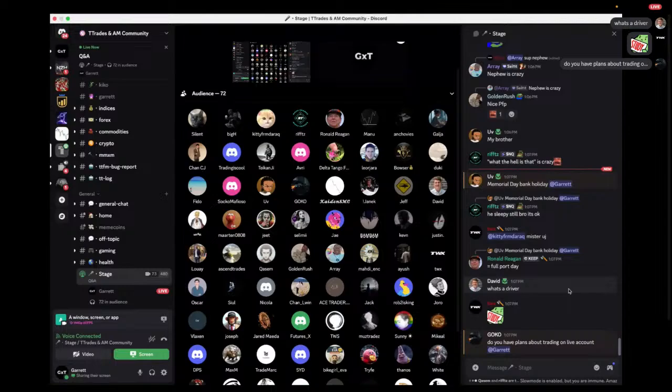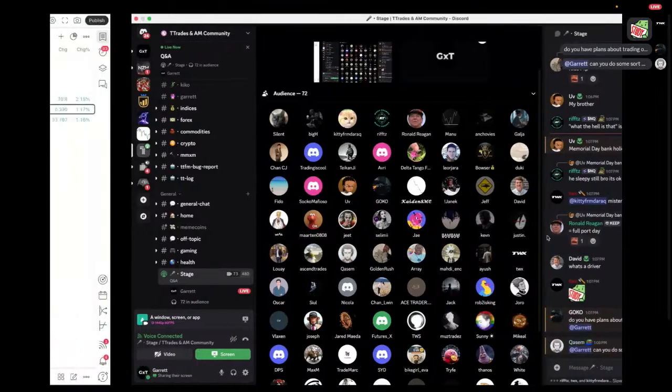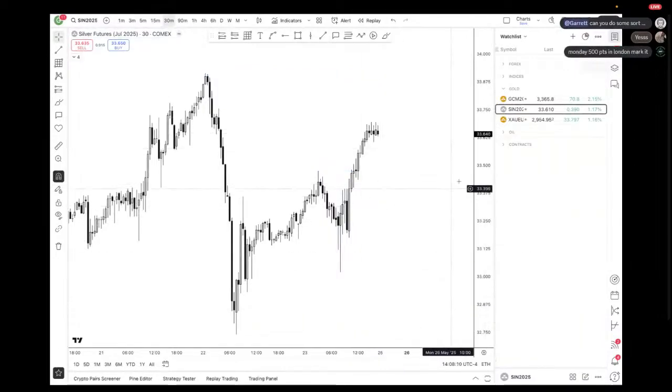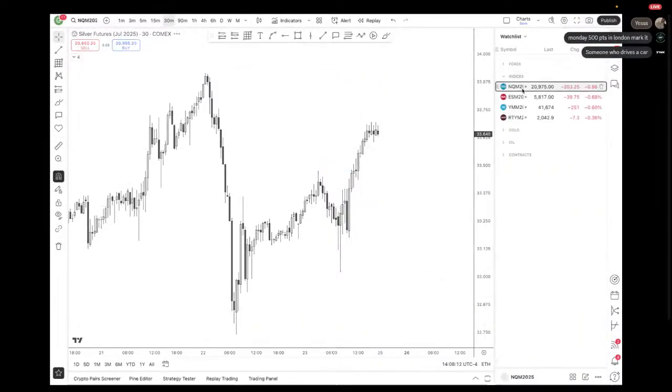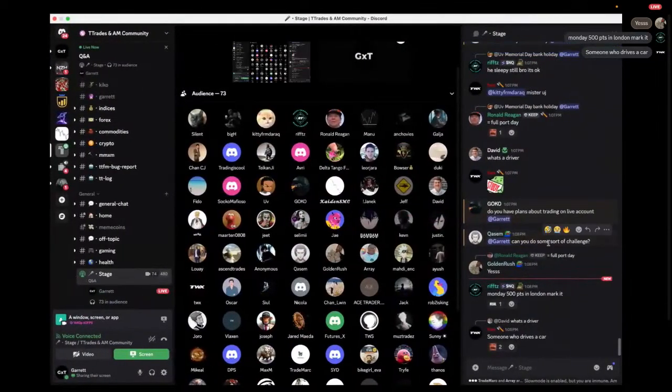What's a driver? A driver is just like red folder news or specifically 9:30 every single day. So think of it like a volatility injection. 9:30 is equities open.